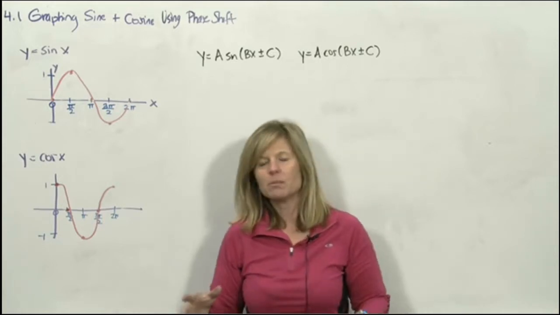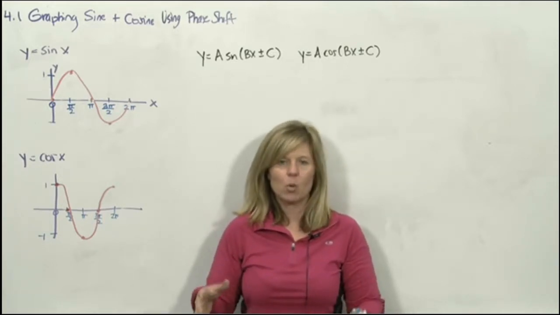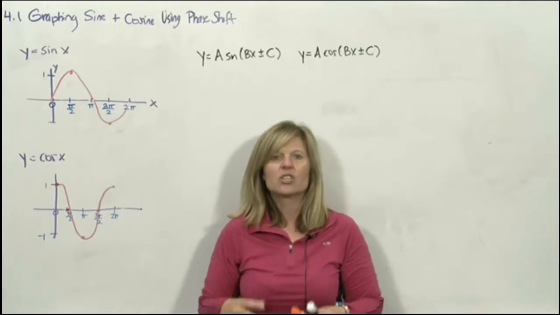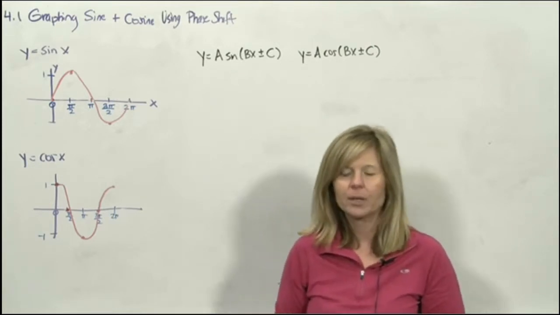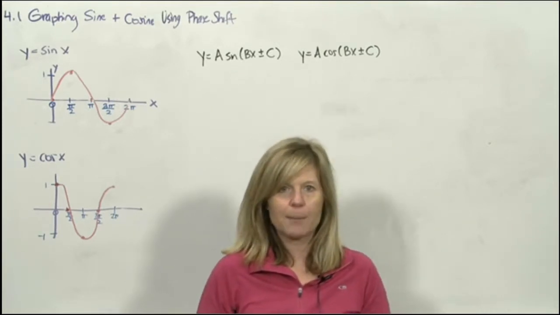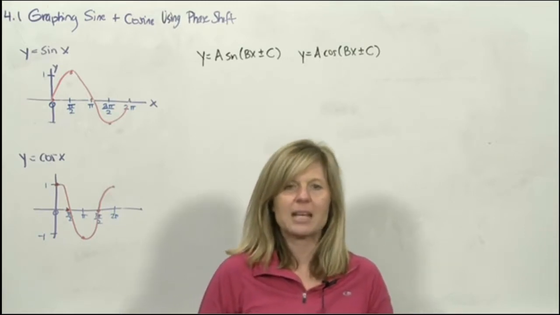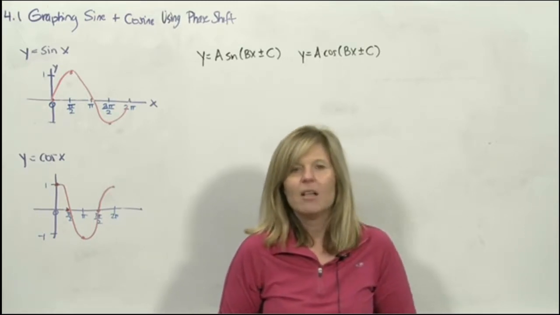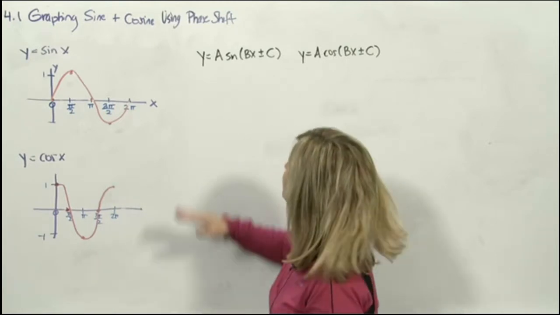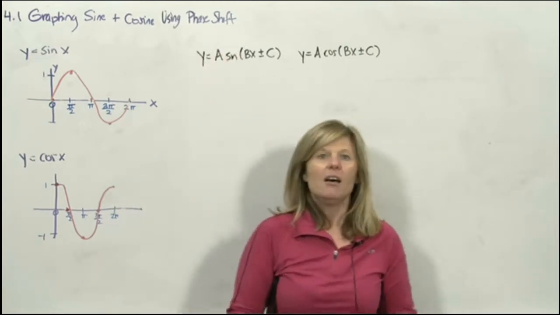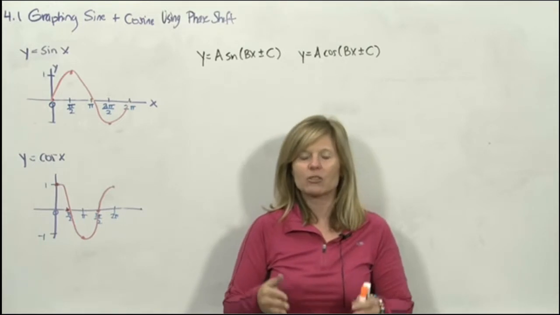All a transformation means is we're changing a number in the equation and it's going to change some component of the graph. So far we talked about changing the amplitude, the height of the graph, and we talked about changing the frequency, how many curves we draw. The third transformation we're going to talk about today is a phase shift. A phase shift is a horizontal shift.